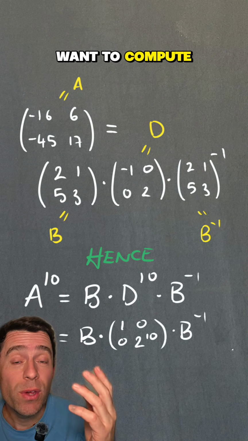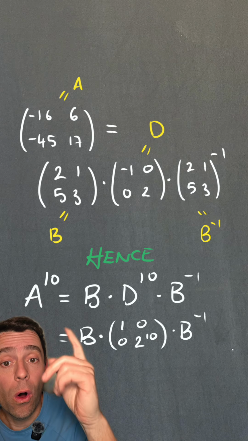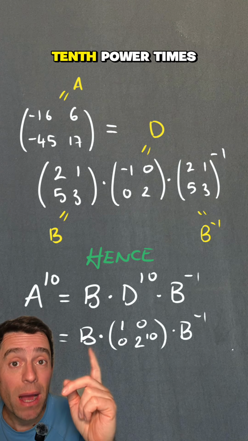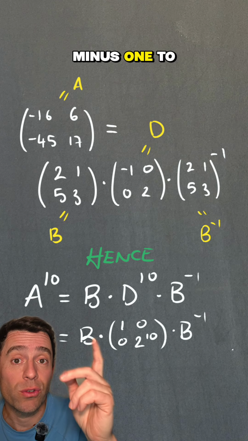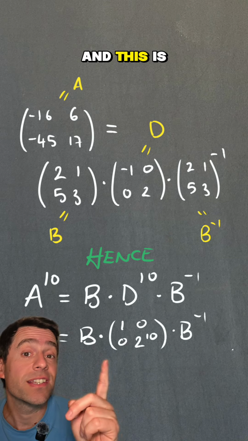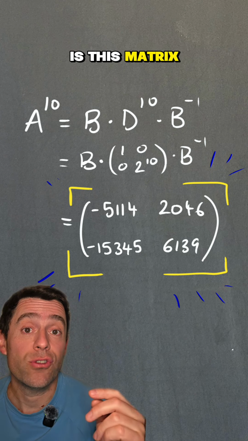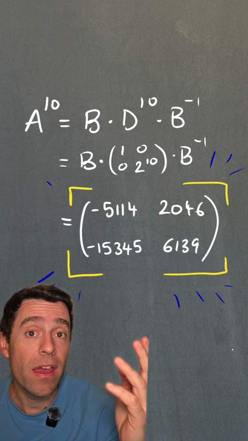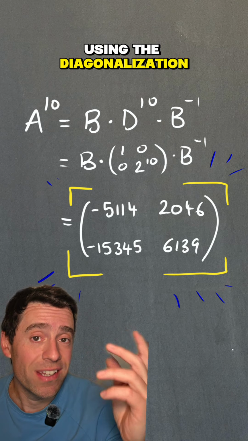Hence, when I want to compute A to the 10, and if I already know how to diagonalize A, all I have to do is multiply B times D, the diagonal matrix to the 10th power, times B inverse. And the diagonal matrix to the 10th power will be (-1) to the 10, which is 1, and 2 to the 10. And this is now easy to compute. And now the answer is that A to the 10 is this matrix. And in fact, I can do the same thing for any power of A and compute them very quickly and very easily using the diagonalization of A.